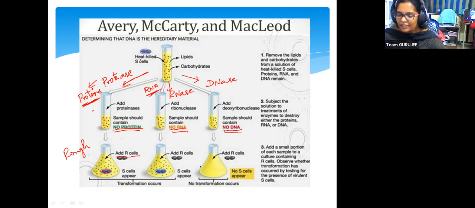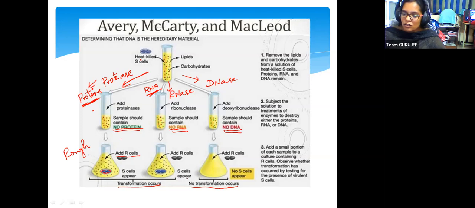After some time they watched for the presence of any growth. In the first conical flask, the cells appeared. The cells didn't die. In the second flask, the cells also appeared. In the third conical flask, no S cells appeared. So it concludes that no transformation occurred there. But in the first two conical flasks, transformation occurred. In the third flask, no transformation occurred.